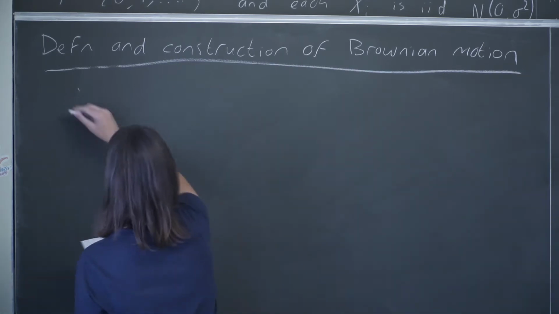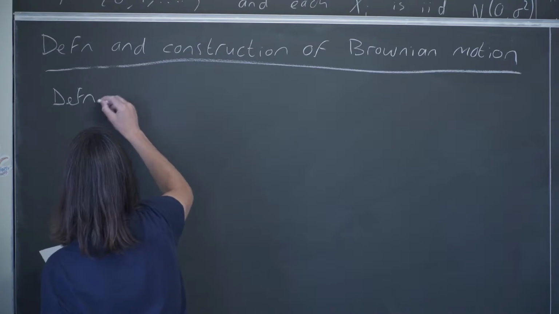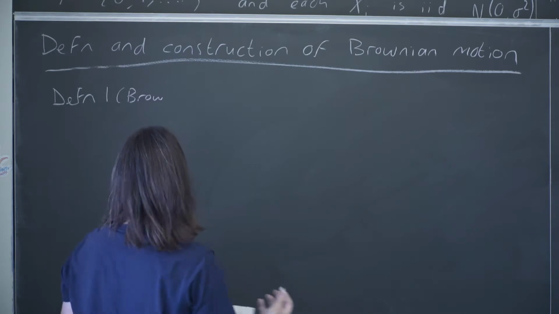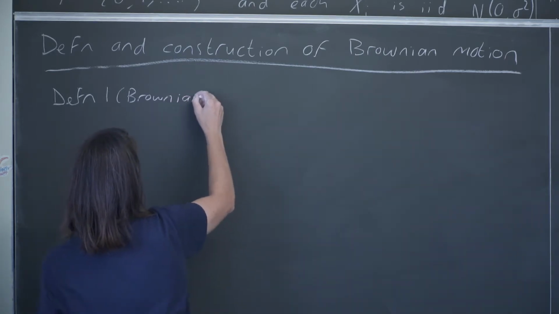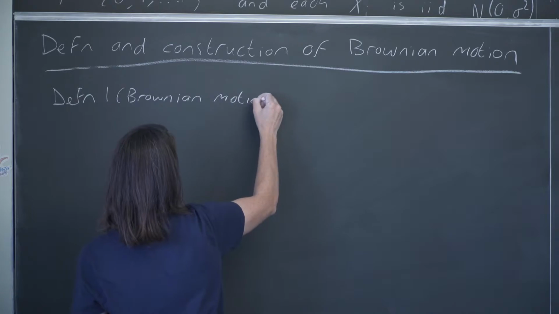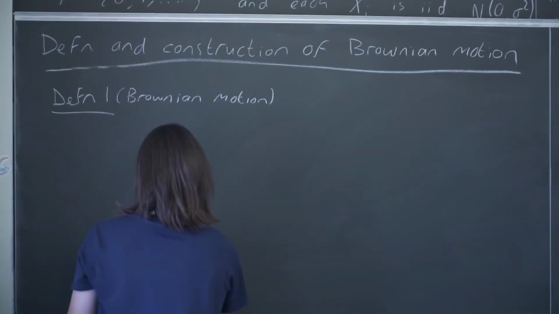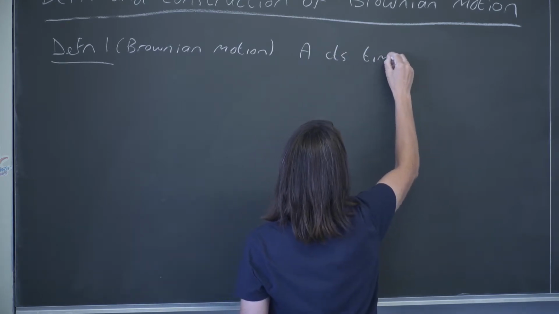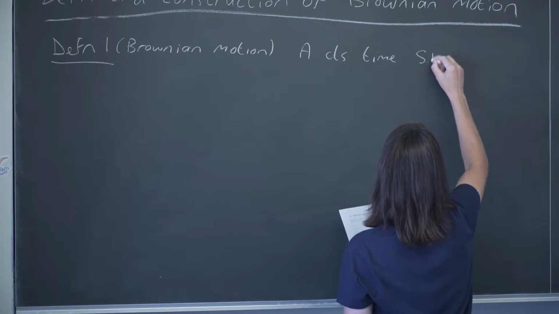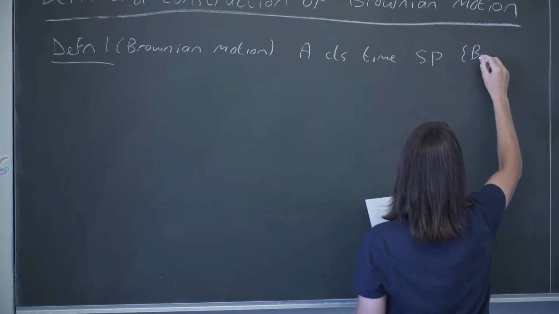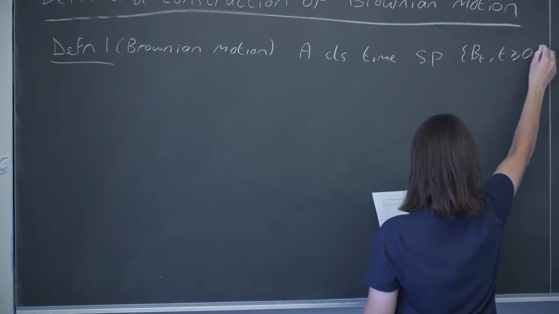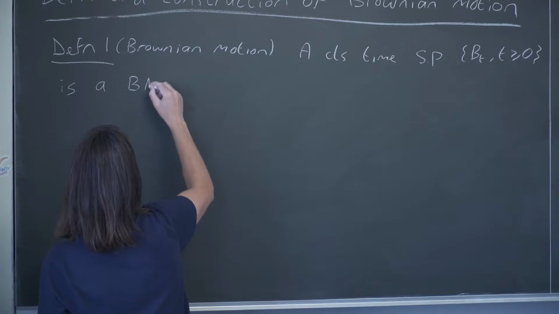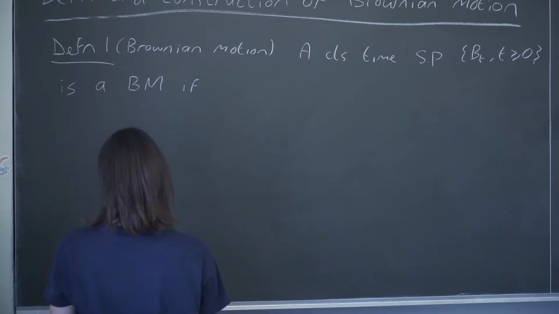Okay, so here's our definition. I'm going to call it definition 1 because we'll see 2 definitions of Brownian motion, but this is the first one. A continuous time stochastic process B_t, t greater than or equal to 0, is a Brownian motion if the following properties hold.